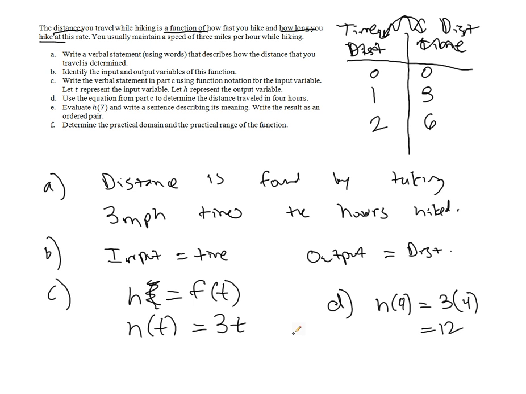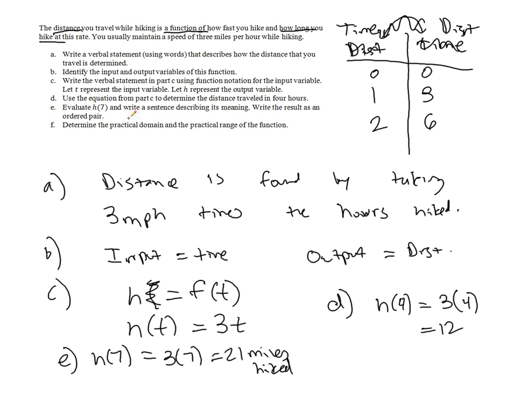In part E, we want to evaluate H of 7 and write a sentence describing its meaning. Well, H of 7 is the same idea as here, except that that's after 7 hours of hiking. So 3 times 7 means we'd get 21 miles hiked.